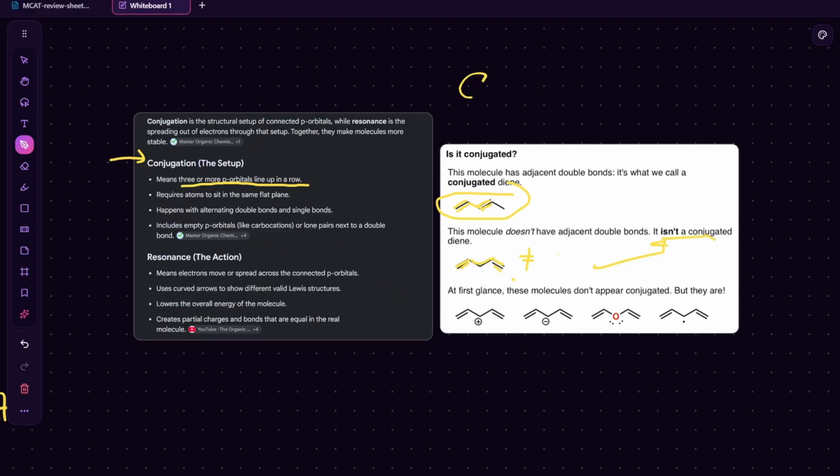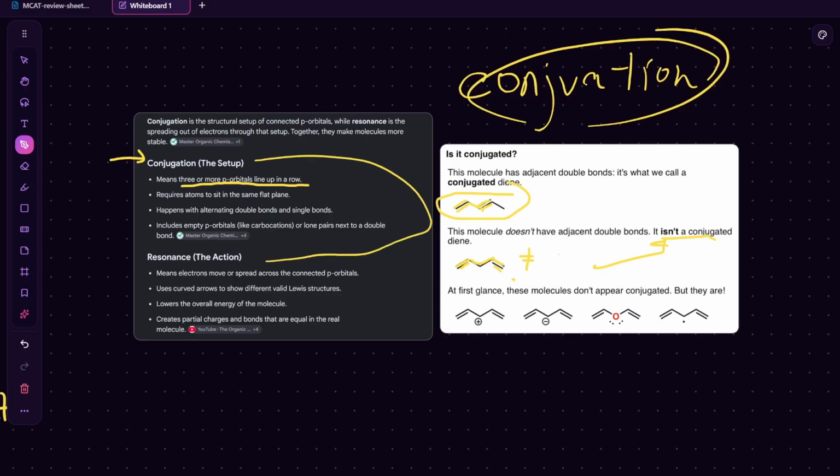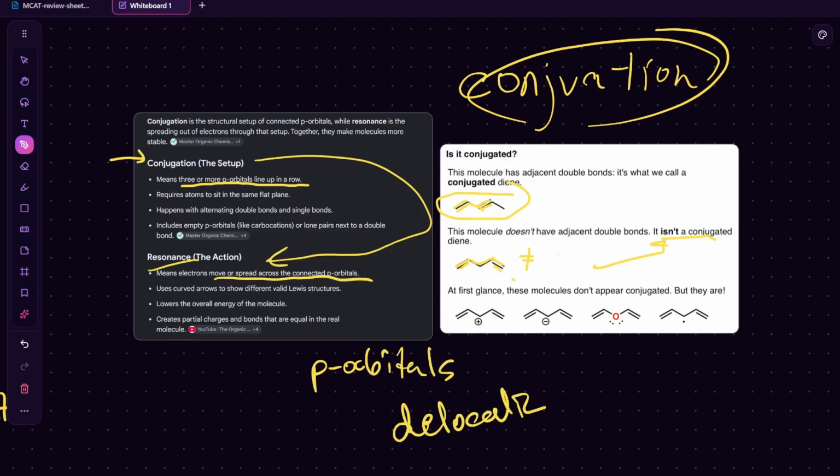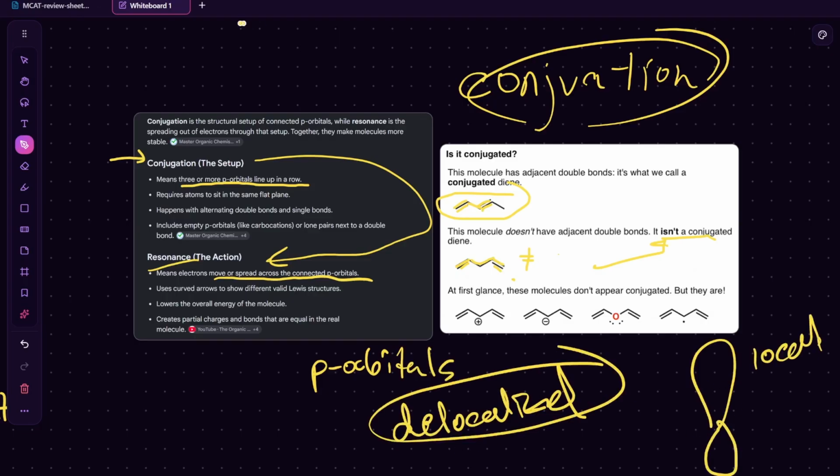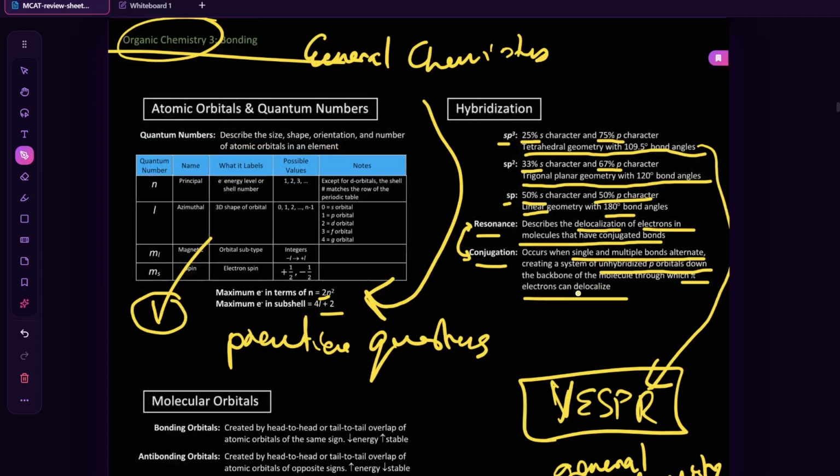So you need conjugation in order to then have resonance. And resonance means electrons can move or spread across the connected p orbitals. So now the p orbitals are connected, and that's what they mean by delocalized. They are no longer localized to only one p orbital area, right? They're now spread out, in other words, delocalized. So that's what they meant here: pi electrons can delocalize.